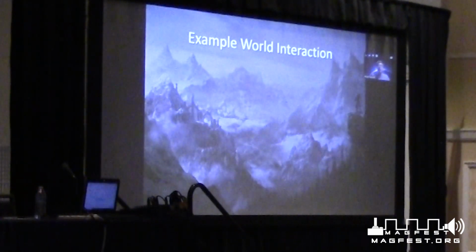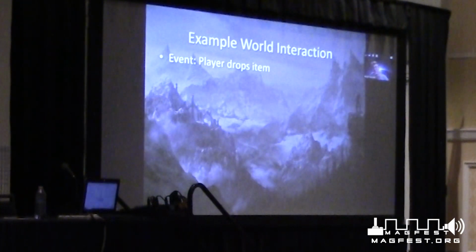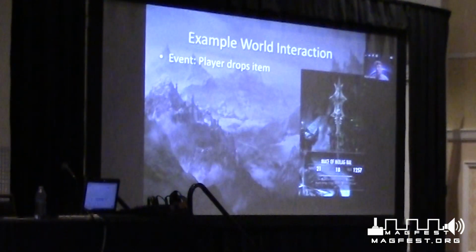Okay, let's go back and look at some sample world interactions, knowing what we now know about locations, aliases, and keywords. So we're going to create one. Here's the event: player drops an item. Here's a representative example: player drops the Mace of Molag Bal. Why the player would ever do that, I don't know. Let's assume they decide to drop the Mace of Molag Bal.